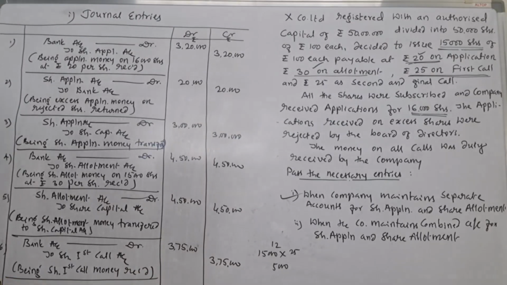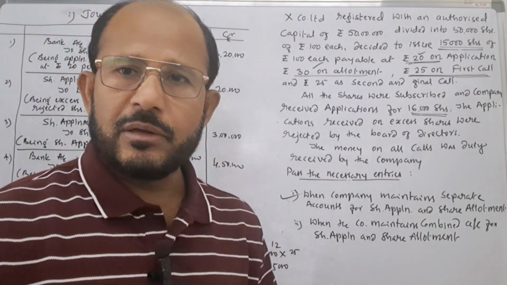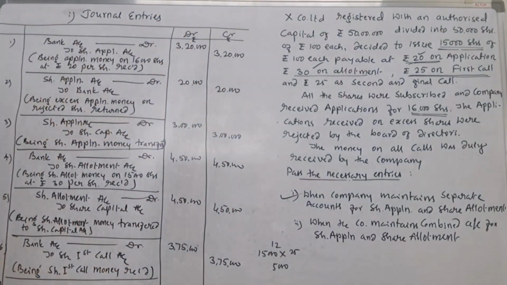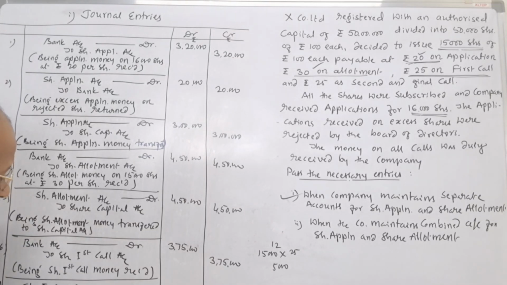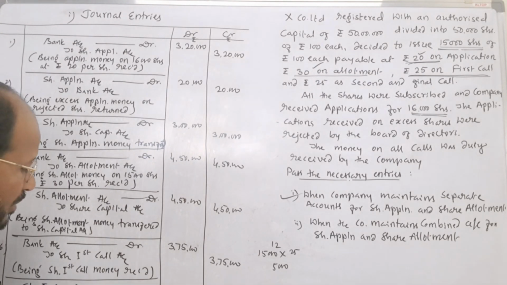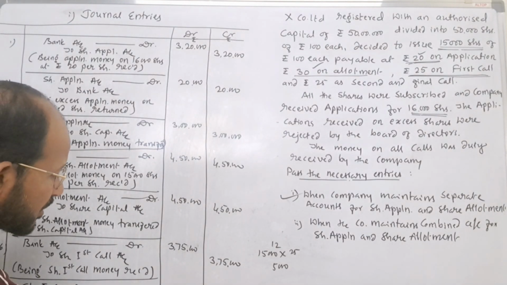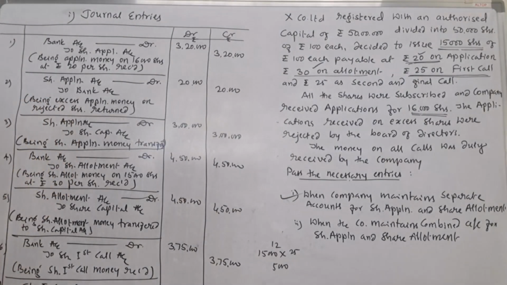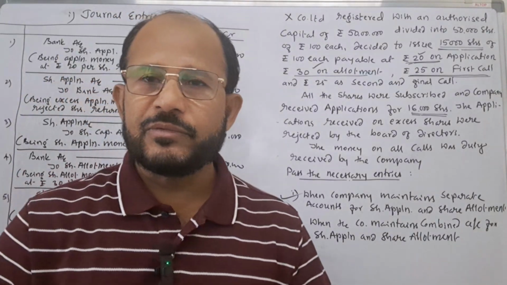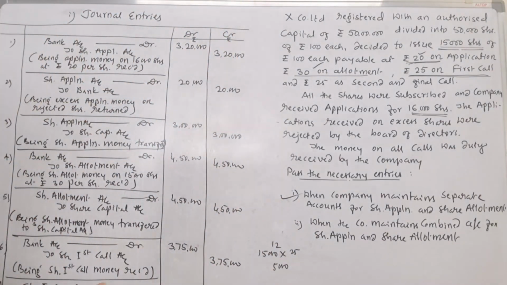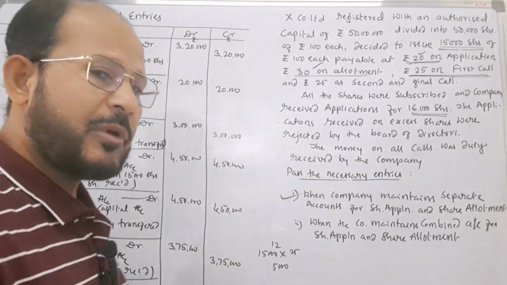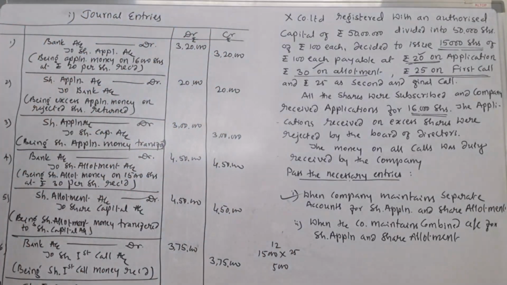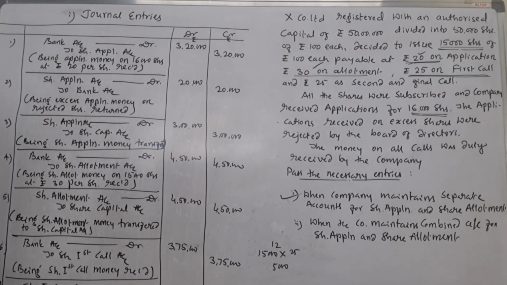What is the next journal entry you pass? Whatever the share first call money is there, that is transferred to what? To share capital account. Therefore, I write share first call account is debited to share capital account, rupees 3,75,000. Simply you write being share first call money transferred to share capital account, or you can also write this one as being share first call money due. This is also called a due entry. This is the seventh entry.